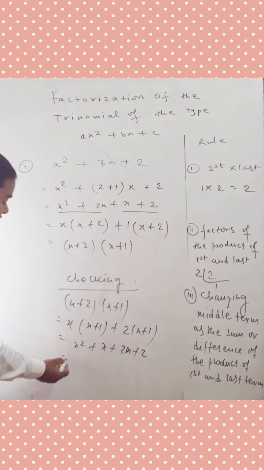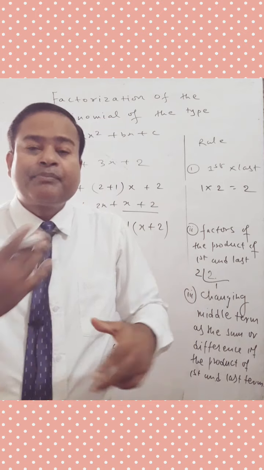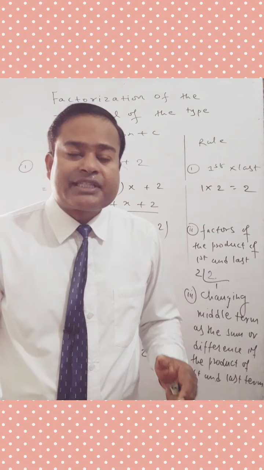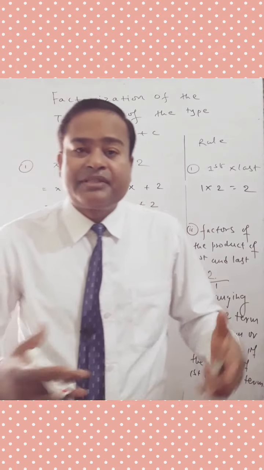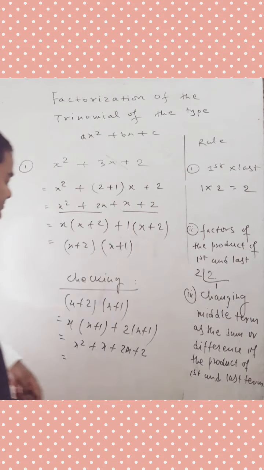So this means when we multiply any 2 variables having the same base, then the power will increase. We have to add the powers. The power of x is 1 and the power of the next x is also 1. So 1 plus 1 we get 2. So this is according to the multiplication laws of indices. When we multiply any 2 variables having the same base, then the power will increase. That means we have to add the powers.